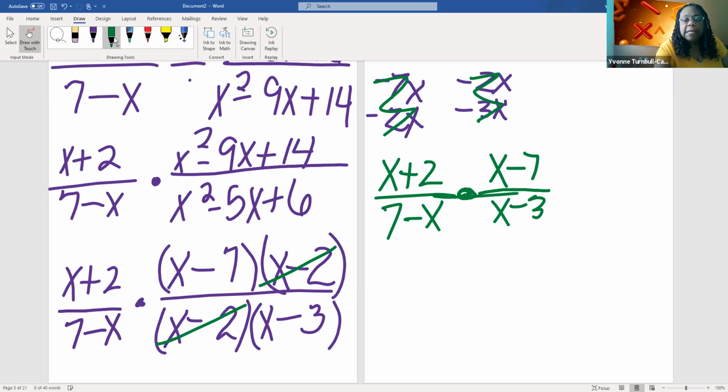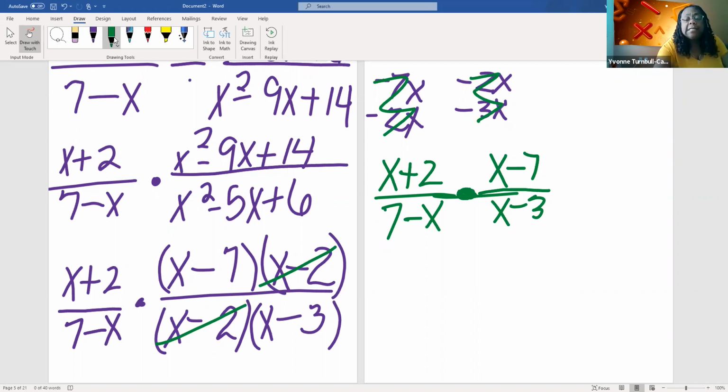Now, I think I mentioned it at the beginning of the class. X minus 7 and 7 minus x are opposites. Why? In the x minus 7, the x is positive. In the 7 minus x, the x is negative. In the x minus 7, the 7 is negative. And the 7 minus x is positive.